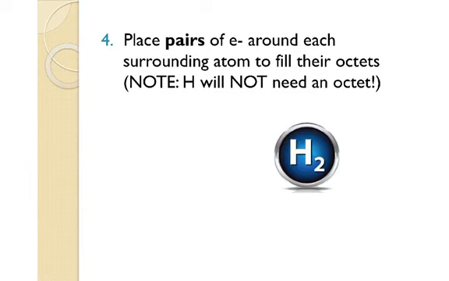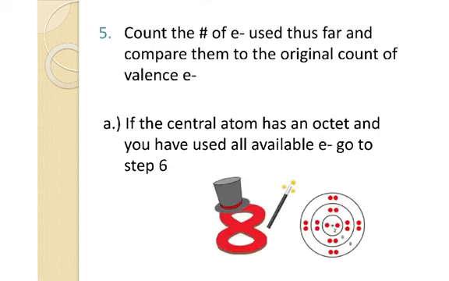Next, we're going to put the electron pairs around the surrounding atoms to make sure they have an octet. An exception to this will be our hydrogen. Remember, hydrogen only has a 1s orbital and it maxes out at 2 electrons. But all the other atoms that are surrounding atoms will want an octet. Again, octet is 8. In step number 5, we're going to count how many electrons are in our picture at this point, and then we have 5 choices from this point forward.